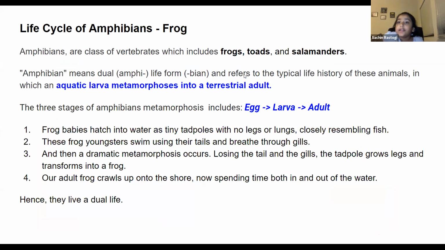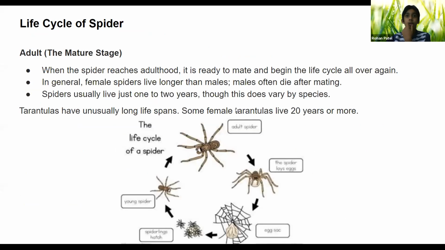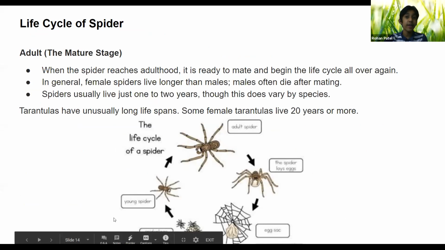What is it? The immature stage for a spider is... Yes. Why isn't it adult? Because, okay, immature means they're not mature yet. Like they're still like a kid. So that's like a spiderling. The adult is when they're matured.